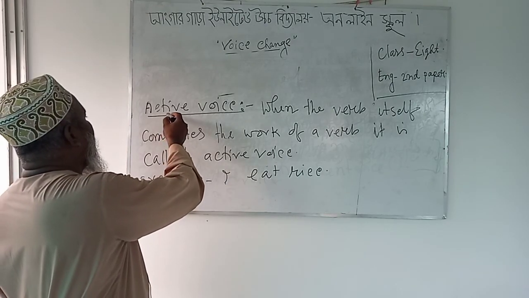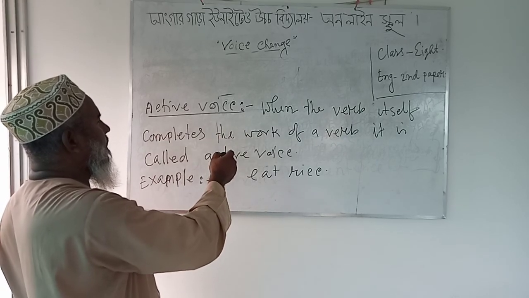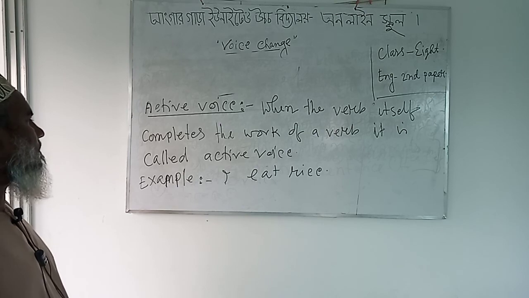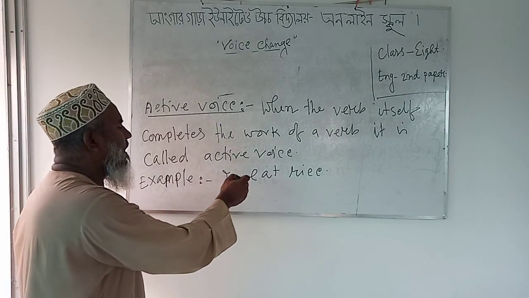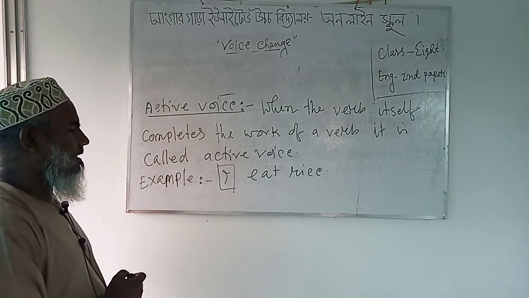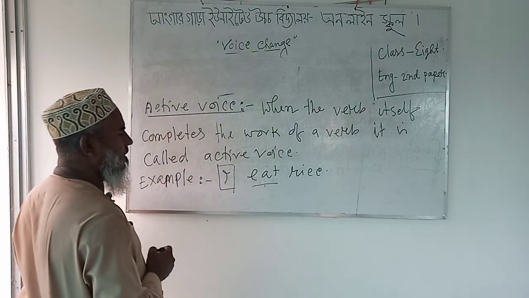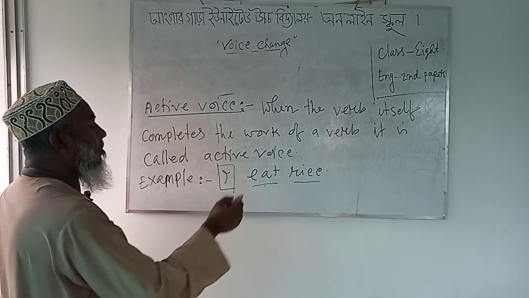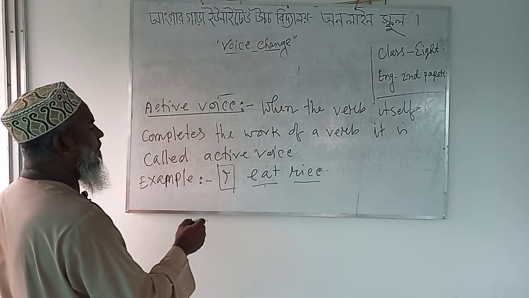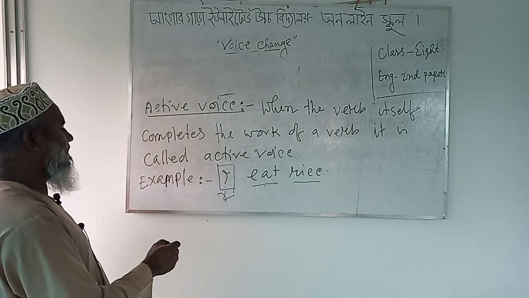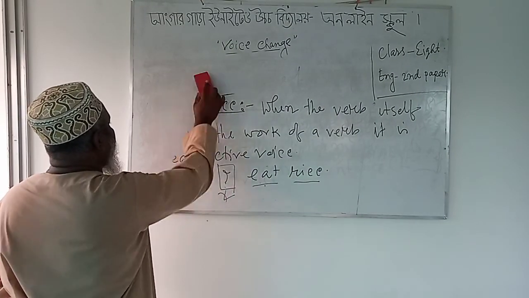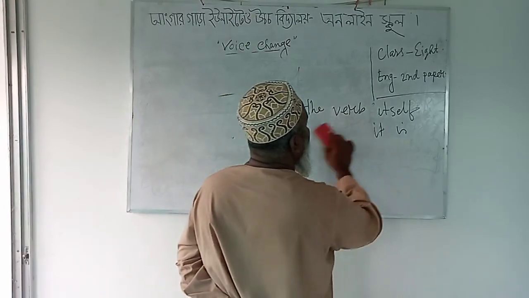Dear student, I again read out this definition of active voice. When the subject itself completes the work of the verb, it is called active voice. Example: I eat rice. Students, please look at the blackboard. This is a subject, this is the main verb, and this is the object. The verb of this sentence, subject completes. So here subject is active. So this is active voice. Now I am giving you the definition of passive voice and example.